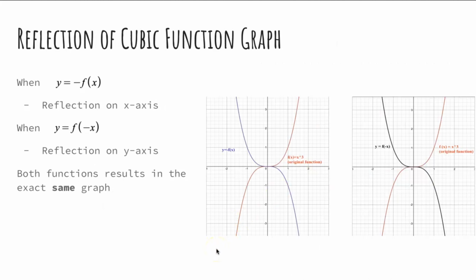Finally, I'll be talking about the reflection of the cubic function. If a negative symbol is added before the f, so given the equation y equals minus f(x), it will be a reflection on the x-axis. Whereas if a negative symbol is added inside the bracket, before x, it will be a reflection on the y-axis. As you can see here from the two graphs, both functions will result in the exact same graph, so they will overlap each other.